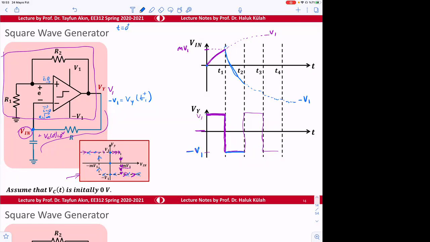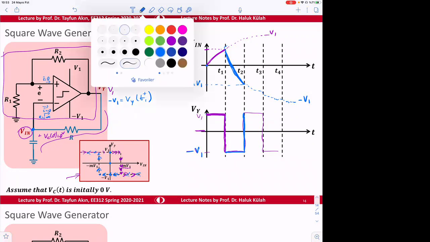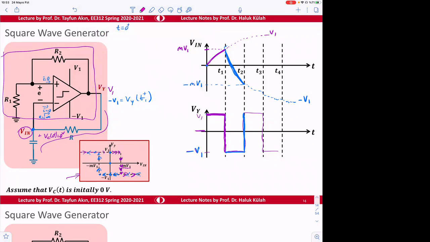So the capacitor will be discharged, and this signal is coming like this. When it reaches minus MV1, then the signal will switch to V1 again. So when it reaches here, the signal will reach V1 again. So that value, let's make it with maybe this color.